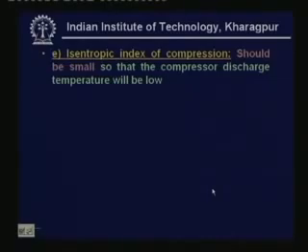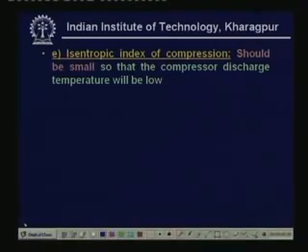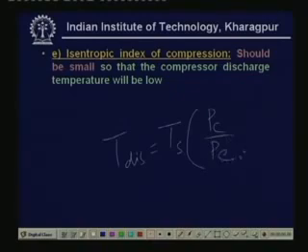Next comes the isentropic index of compression. The isentropic index of compression should be small, so that the compressor discharge temperature will be low. We know that the discharge temperature is linked to the isentropic index of compression by the formula: T_discharge = T_suction × (P_c/P_e)^((γ-1)/γ). This formula we have used while discussing compressors. Here, gamma is the isentropic index of compression.